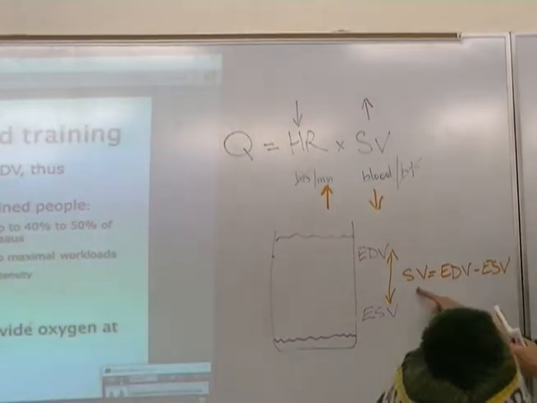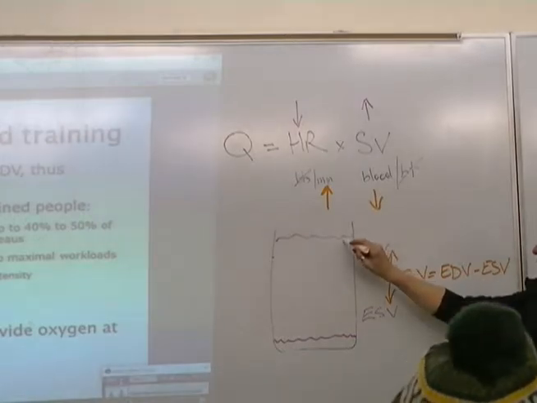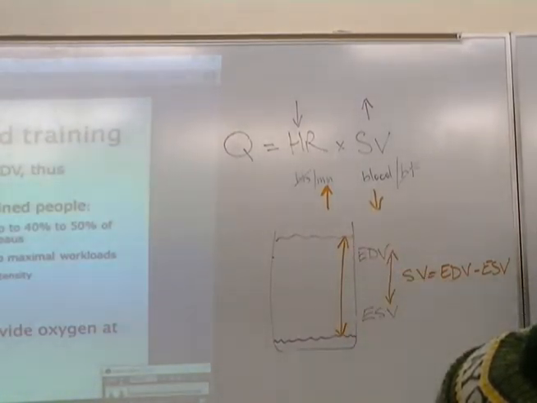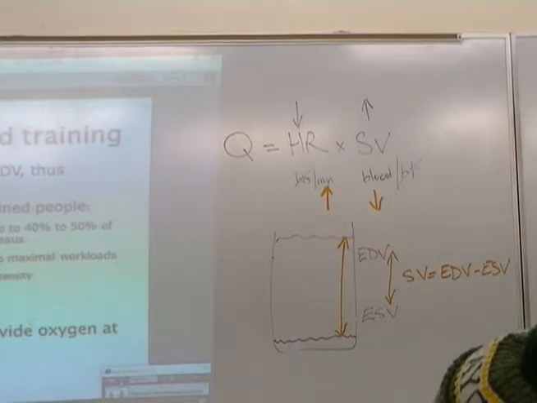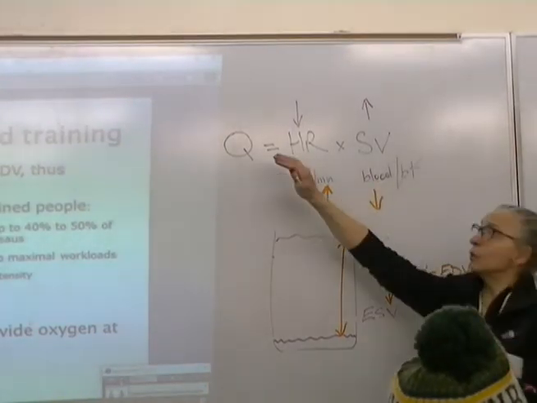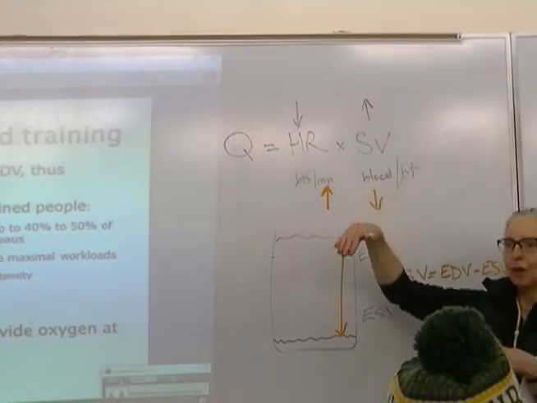So now, the same equation gives me a bigger SV. And if I have a bigger SV, but I'm at rest and my Q is going to be 5, then my heart rate comes down.